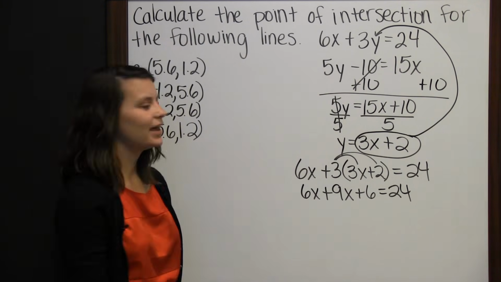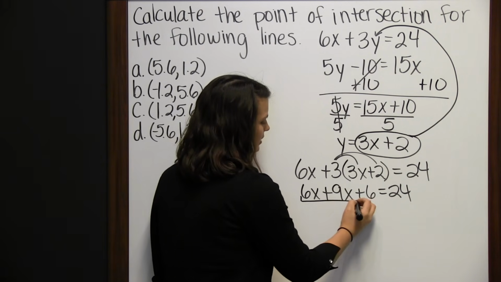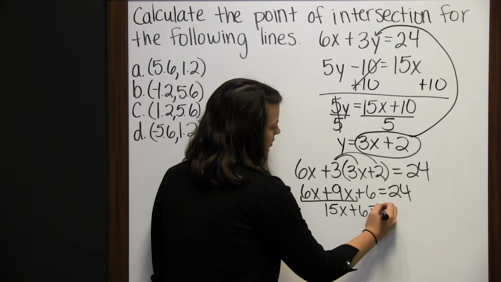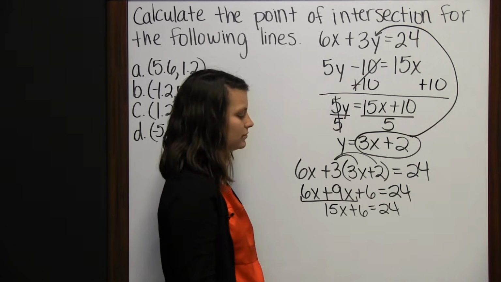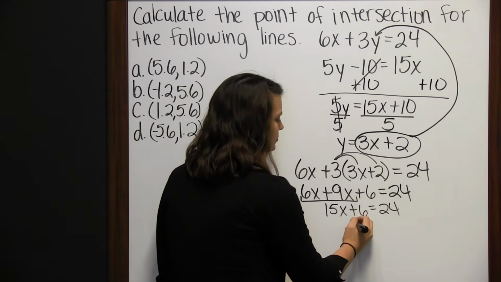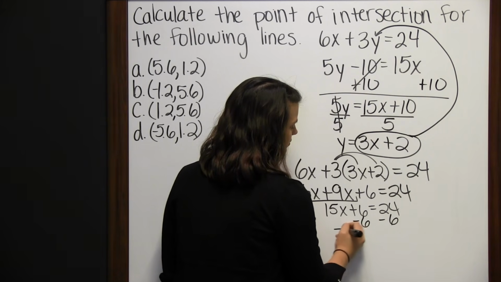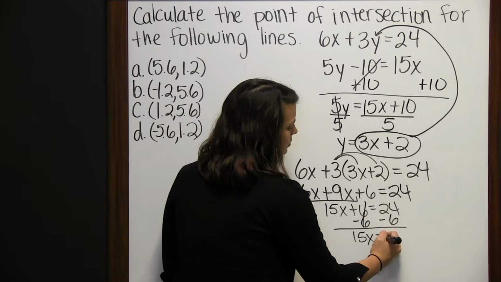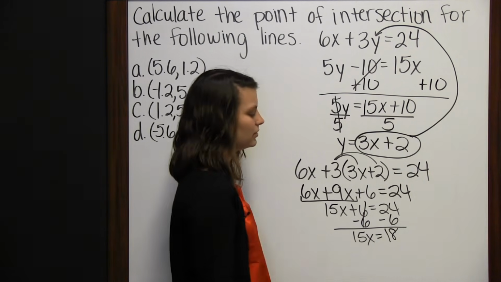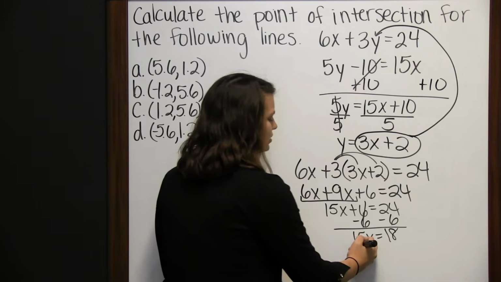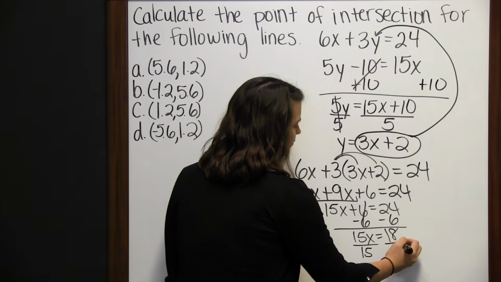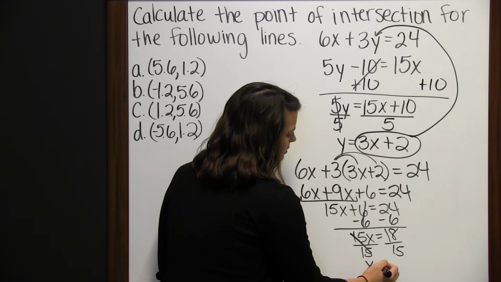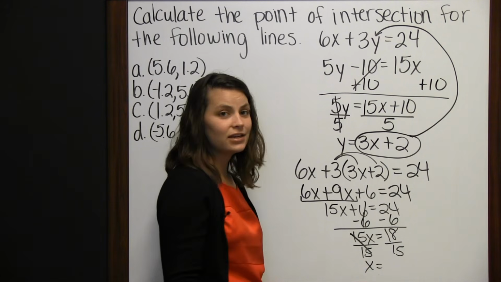Next, we need to combine like terms. 6x plus 9x is 15x. Plus 6 equals 24. Then, we need to subtract 6 from both sides. So 15x equals 18. And finally, we need to divide both sides by the coefficient of x, 15. That's 1 times x is x equals 18 divided by 15.